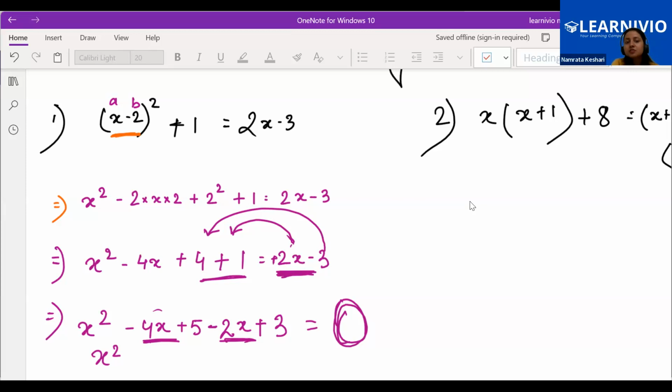Minus 4x minus 2x is minus 2x, minus minus plus, right? We have to add them. Minus 4x minus 2x is what? Minus 6x. Minus minus plus. We have to add this 4x and 2x. We have to add them.